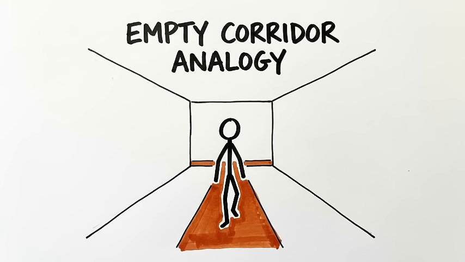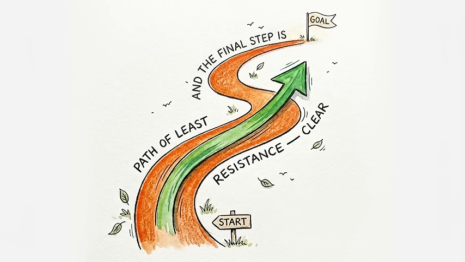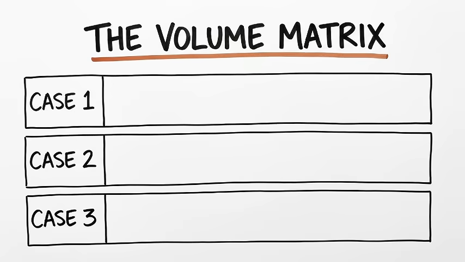You're moving fast because nothing is blocking your path. This signal tells you the path of least resistance is clear. Let's put these three cases into a simple matrix you can use immediately.